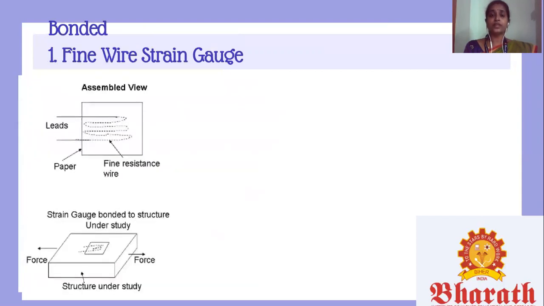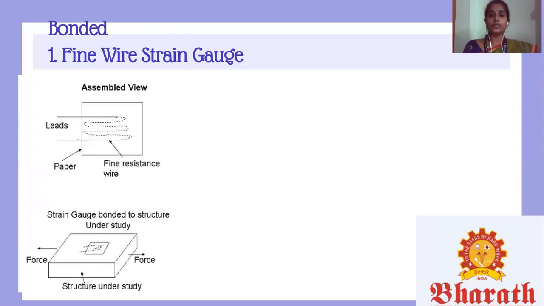The next type of strain gauges are bonded. In this type, the gauges are directly bonded or pasted onto the surface of the structure which is under study. Hence, they are termed as bonded strain gauges. There are three types of bonded strain gauges. They are fine wire strain gauge, metal foil strain gauge, and semiconductor gauges.